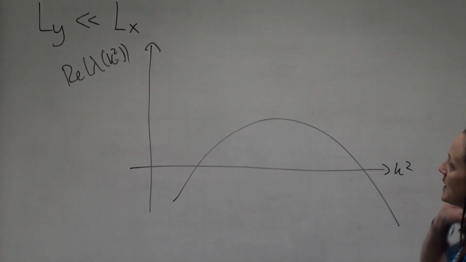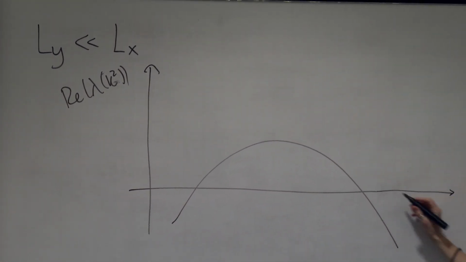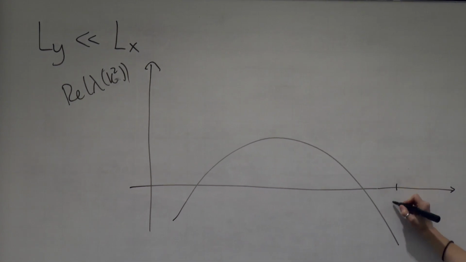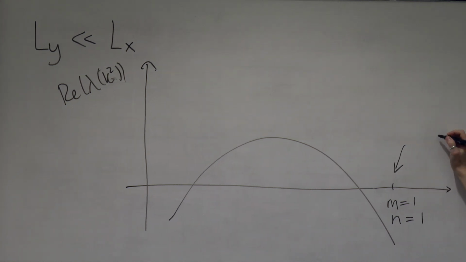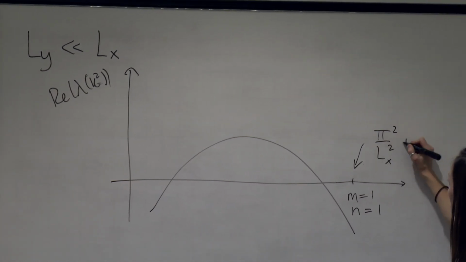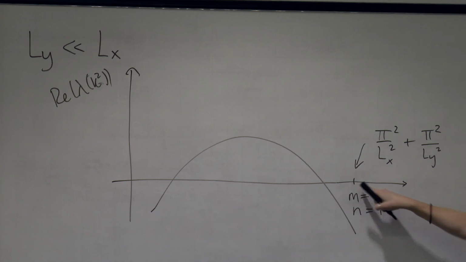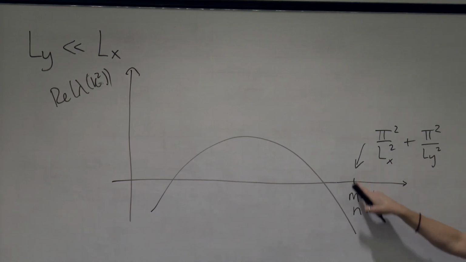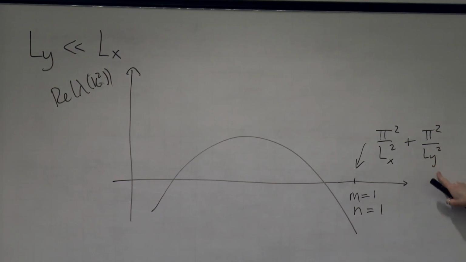So what's the problem here? Really what I'm saying is that if Ly is very, very small, then this could be the point where m equals 1 and n equals 1. Over here, I've got pi squared on Lx squared plus pi squared on Ly squared. That's always going to push me to the right-hand side in here, which means that I'm going to have a lambda with a negative real part. And it's all because of this thing being so small that I've nudged over that boundary.